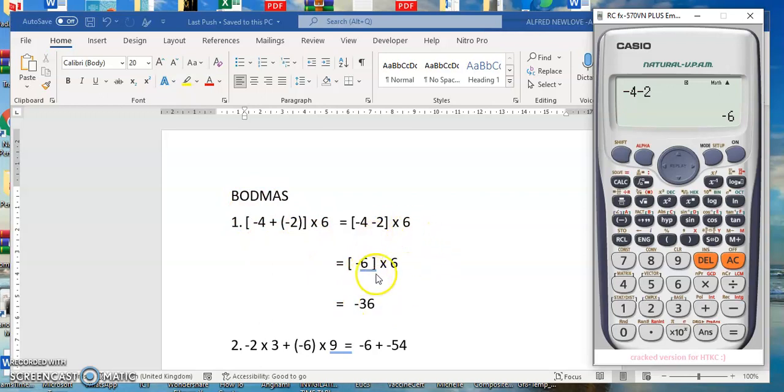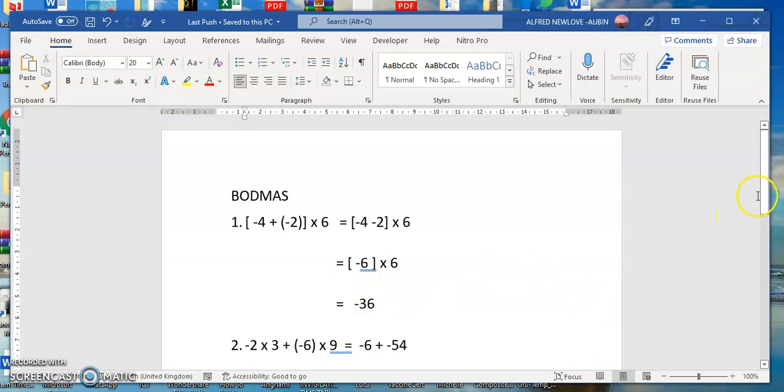Okay, so from here, what are we going to have? -6 times 6 is going to give us 36. Let's deal with the calculator. How are you going to press it? You can press the bracket, -6, bracket, times 6. You see that we have our 36. So easy, né? Okay, let's look at the next question.